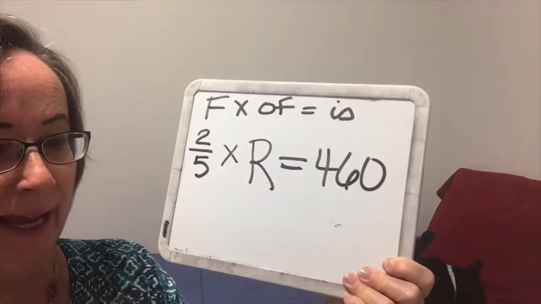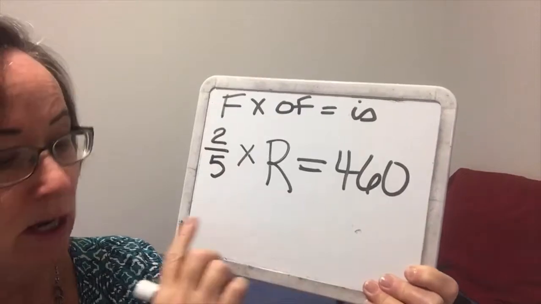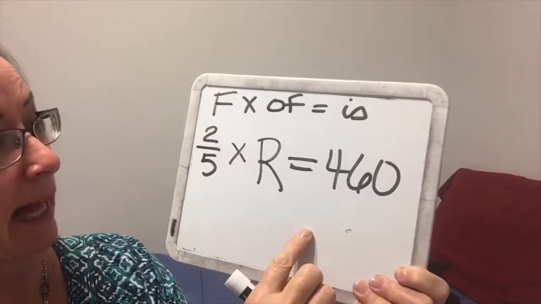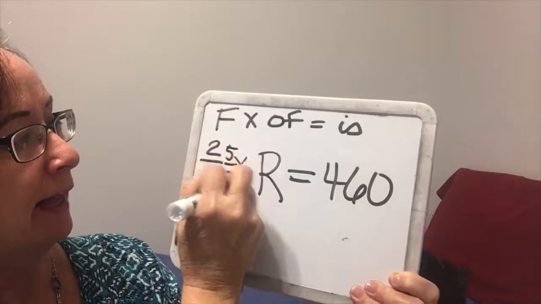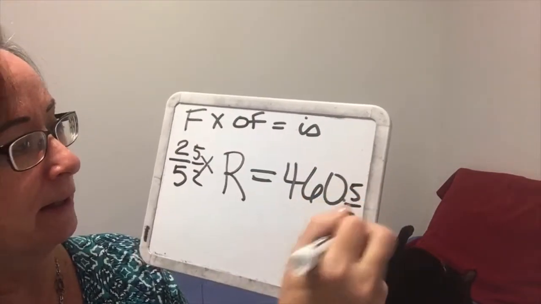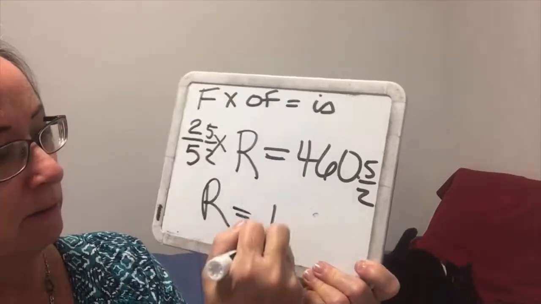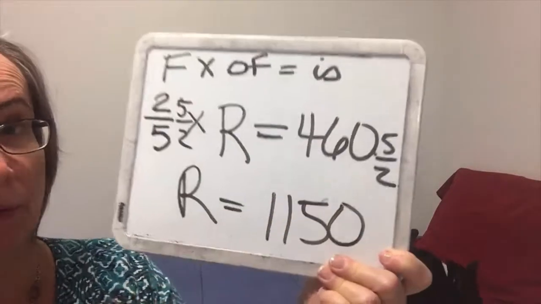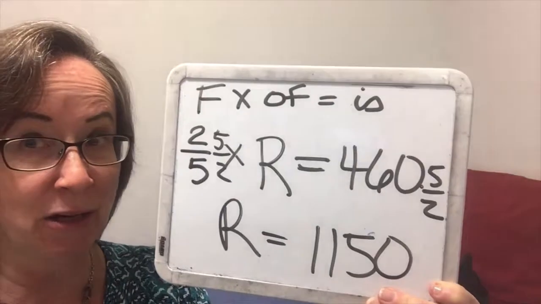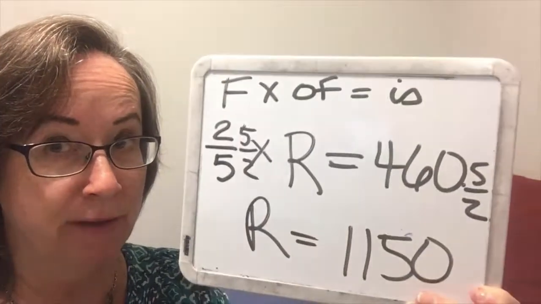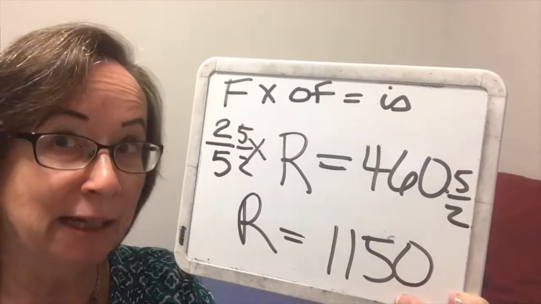Okay, this one did not have an is, but we have the same equation, and we're going to work it exactly the same way. Multiply by 5 halves over here, and multiply by 5 halves over here, and we get R is, and we get the same answer, 1150, that we just did before. So you could do it with the equation, or you could just do it knowing that every time they say of, that means times, and every time they say is, that means equal to.